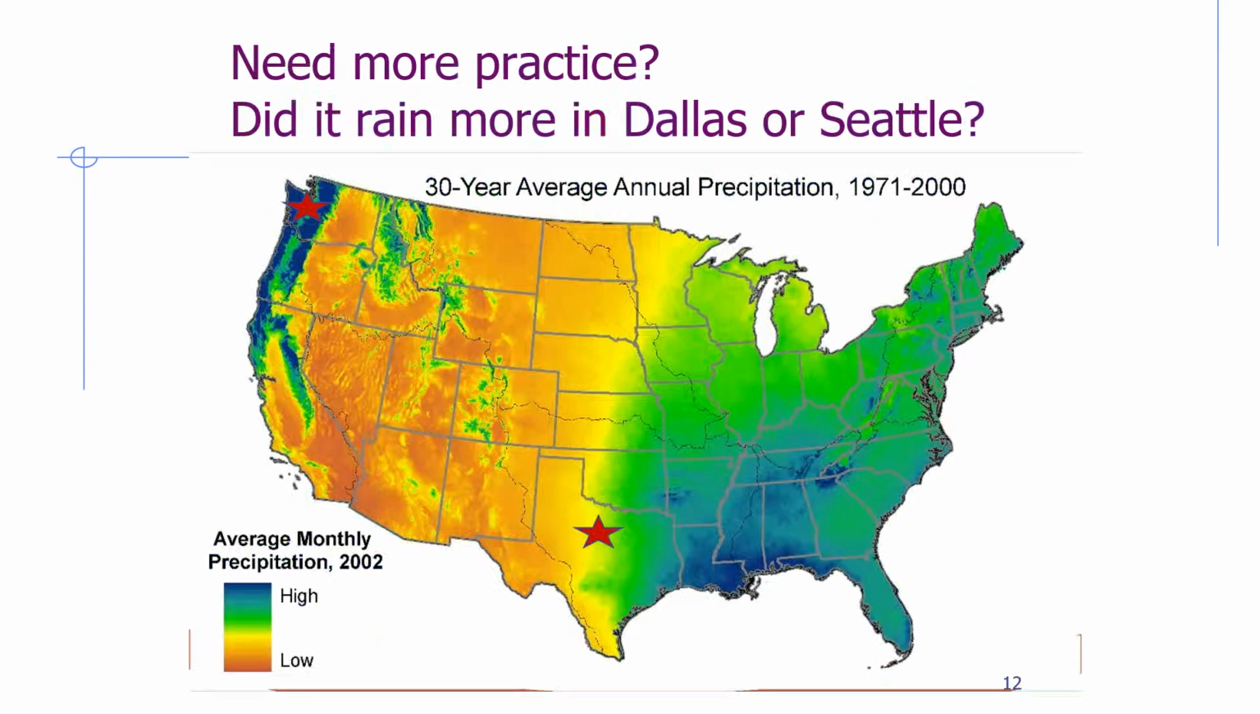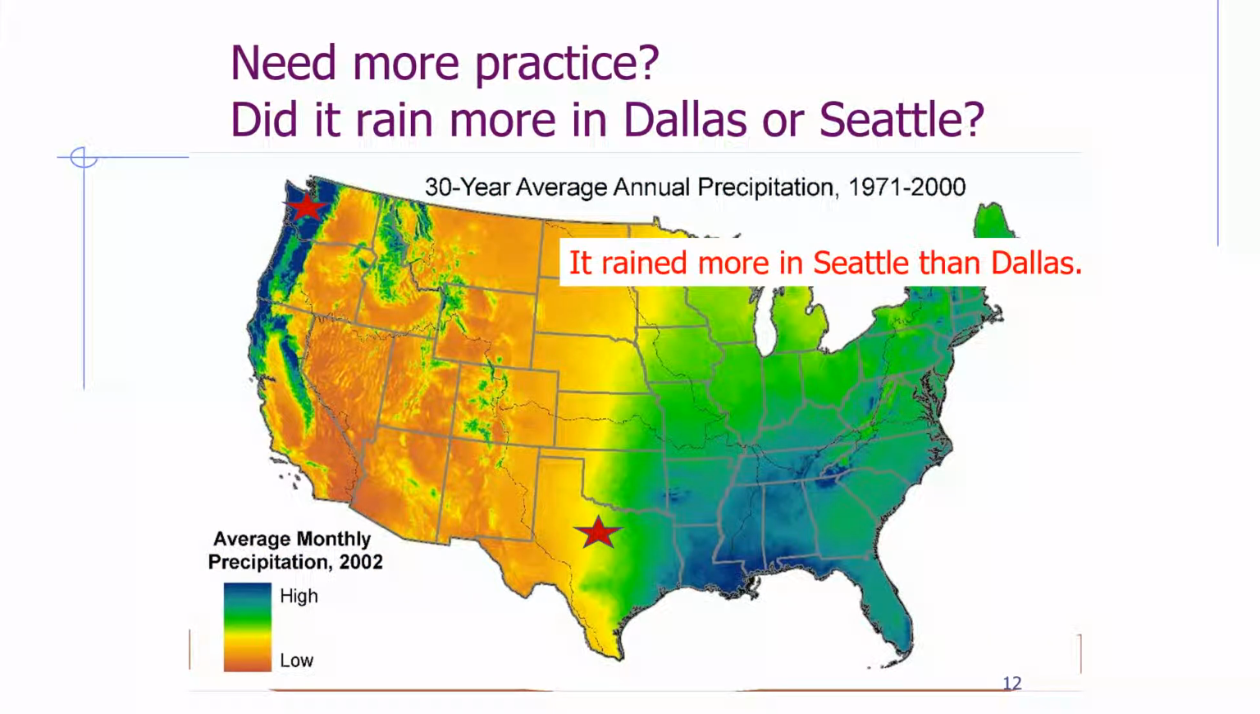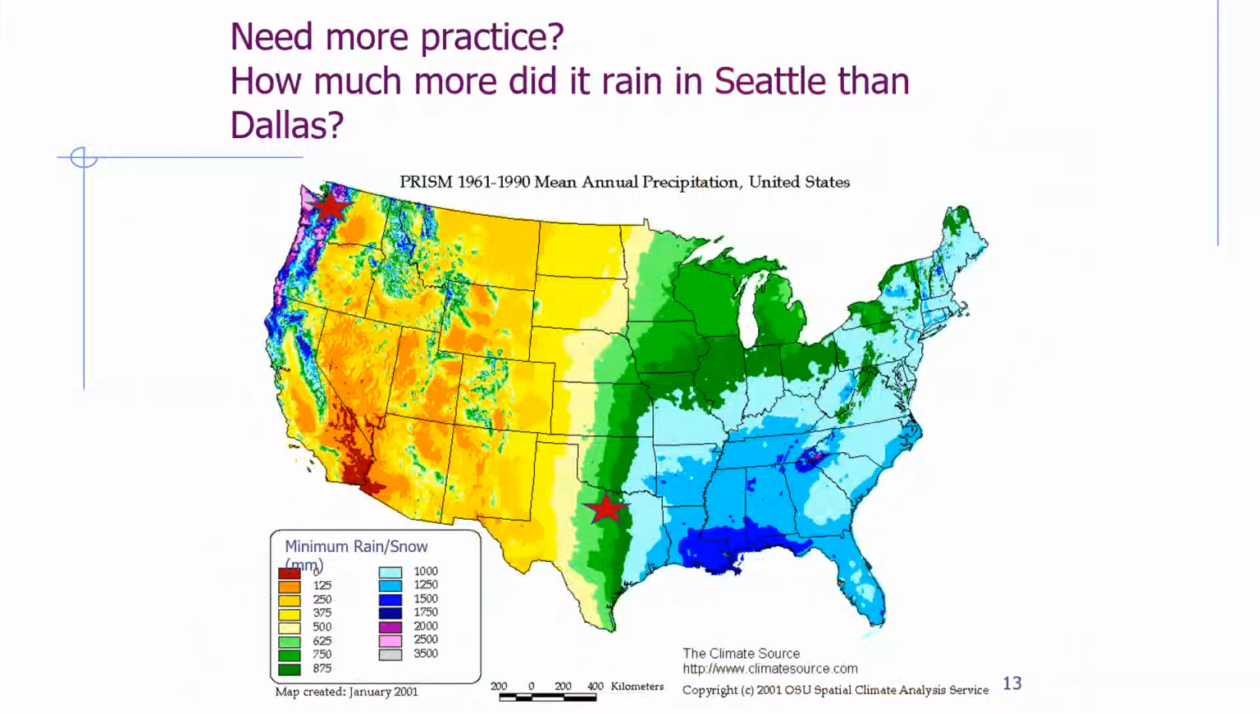Need more practice? Let's check this one out. So where did it rain more, Dallas or Seattle? Looks to me like it's Seattle. Yep, it rained more in Seattle than Dallas. Got the dark blues up there, and Dallas looks like it's in the yellow range.